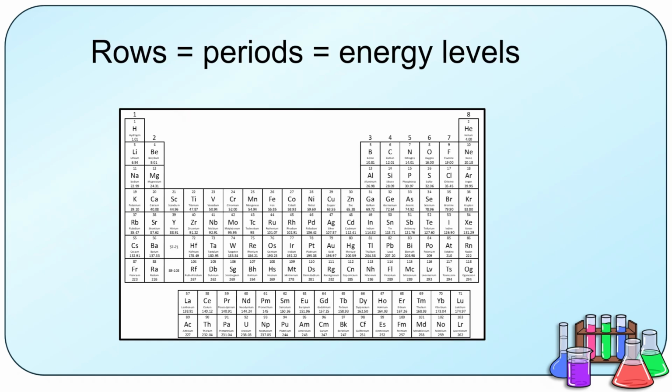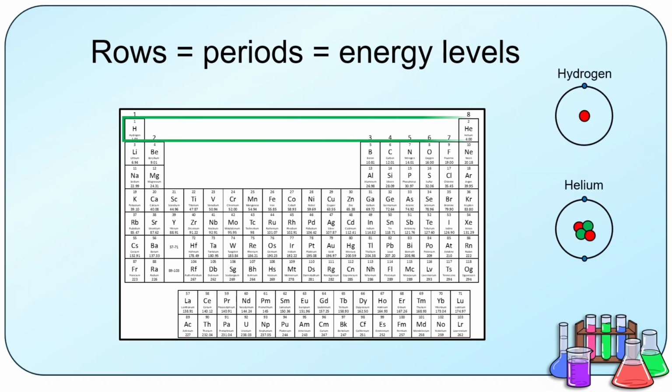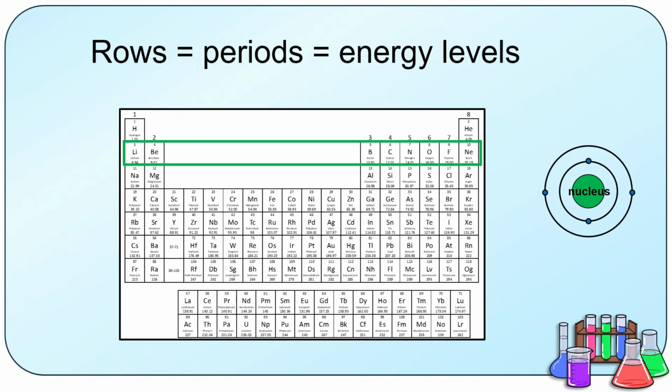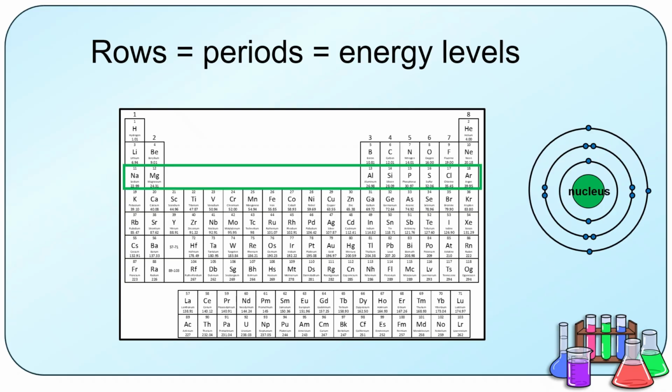The rows on the periodic table are also called periods, and they represent energy levels. For example, hydrogen and helium are both in row 1, so they both have 1 energy level or 1 electron shell. Any element in row 2 will have 2 energy levels or 2 electron shells, and any element in row 3 will have 3 energy levels or 3 electron shells.